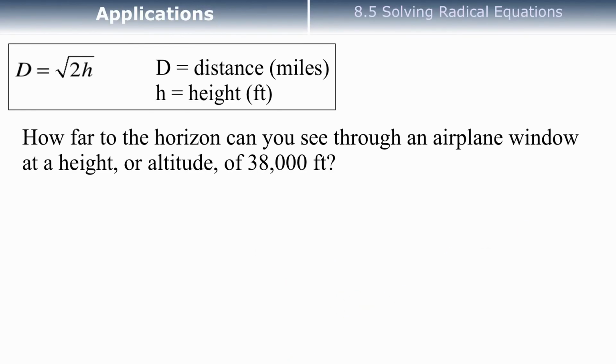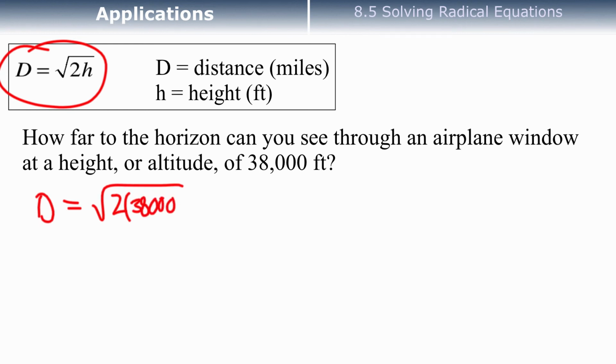Okay. Last question that I'll do, I guess there's a couple questions, is one that involves a formula that has a square root in it. How far to the horizon can you see through an airplane window? The distance you can see depends on height, how high up you are, and the formula is in feet. If you're 38,000 feet up, distance is equal to the square root of 2 times the height, 38,000. So 38,000 times 2 is 76,000.